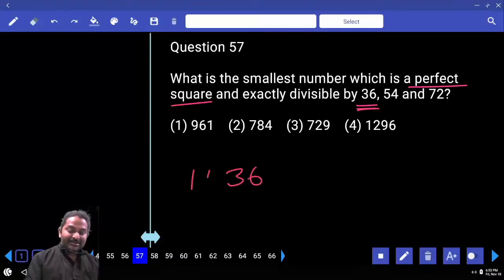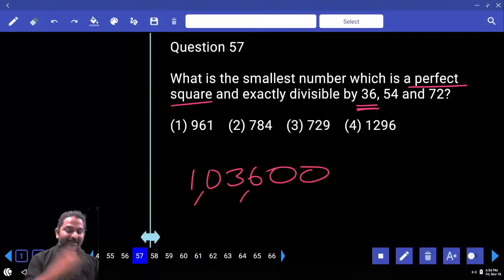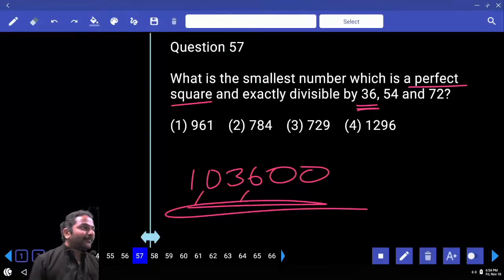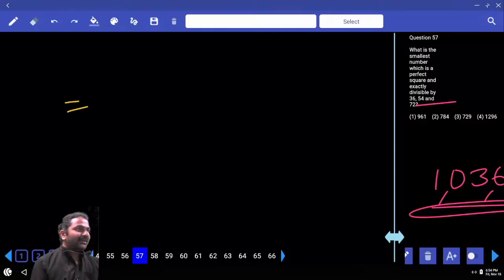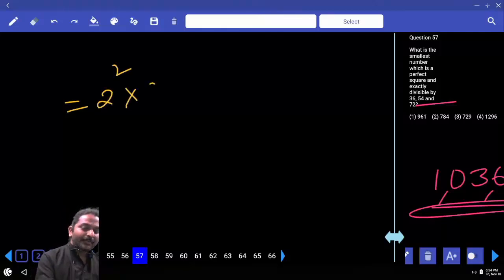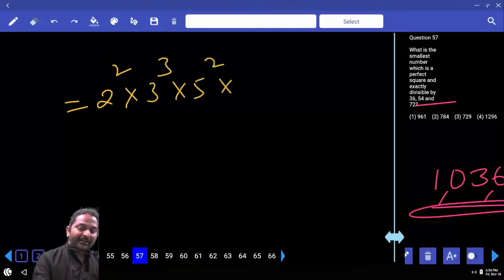36, 1036 or 10,000 or 1,03,600. Is it a perfect square? How can you decide? Can you decide yes or no? Will it take time or not? Now I will write the number in prime factors method and try to identify whether the number is a perfect square or not. Is that okay? 2 square, 3 cube, 5 square.